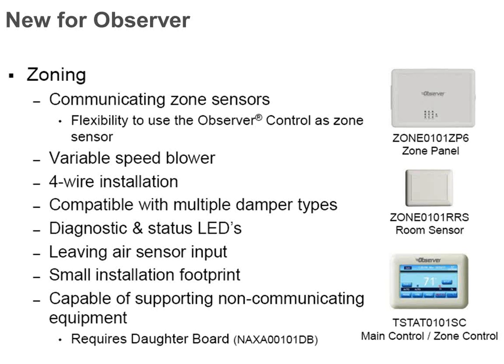Here's some of the various part numbers involved, right? So you've got the Observer stat, which we've already talked about, or Observer control, excuse me. You have the zoning board, which is required. That's where the dampers and all the sensors are going to wire to. And then you would also have that leaving air temperature sensor that we had mentioned, right? You can either use remote temperature sensors, which is that zone 01 part number down there, or if you want, you can use the Observer control for the zones.